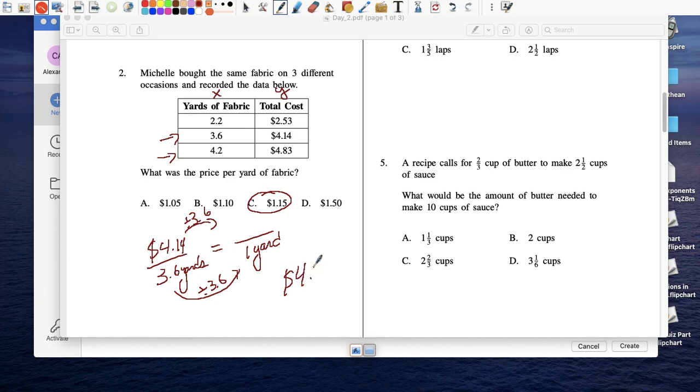So let's do 483 and 4.2 yards. And then again we do the whole process. This becomes 1 yard, right? So we're basically dividing 483 by 4.2, and look at that, we get 1.15 again. So that is the price per yard. So the store didn't change the price on her 3 different visits. Right, so the answer is C.